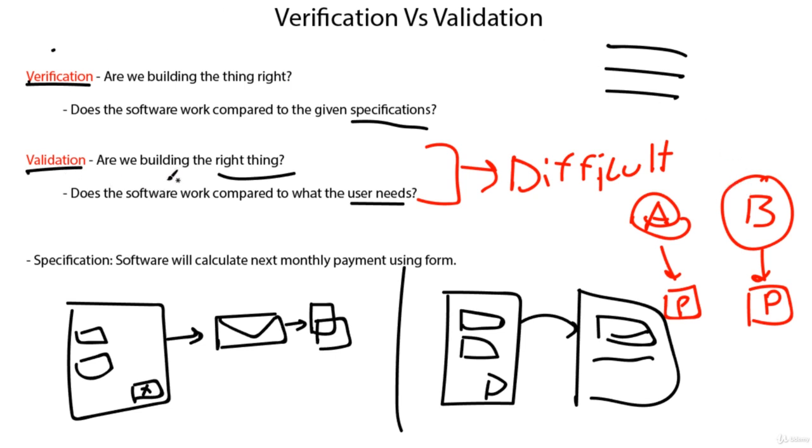So whenever we're talking about verification and validation, we need to just understand that. Verification, are we building the thing right? With the given specifications, are we building it right? And then validation, are we building the right thing? Are we building the thing that the client wants us to build?